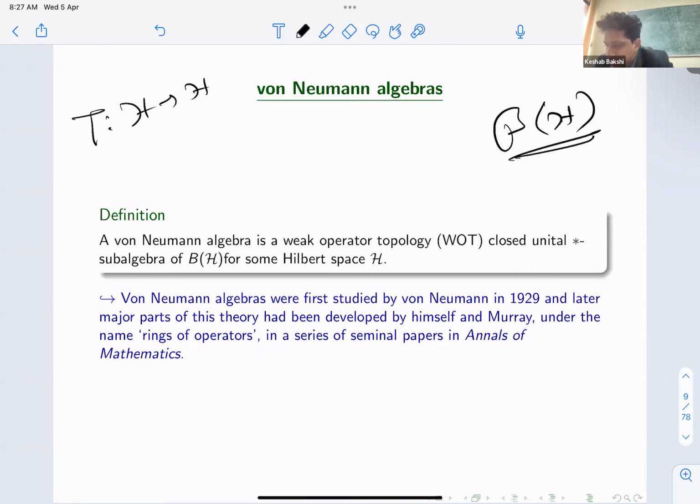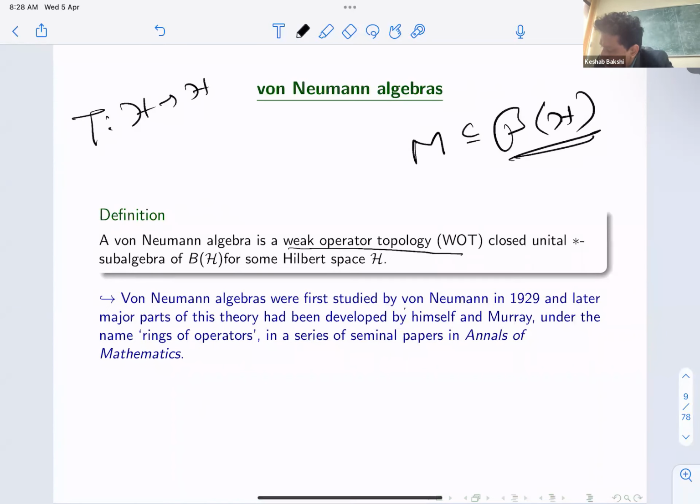And what is a von Neumann algebra? This is nothing but a WOT-closed subalgebra of B(H). So M is a certain subalgebra of B(H). It is closed in a certain locally convex topology that is called the weak operator topology. And there are various equivalent definitions. I don't want to go into that, but let me mention the reference for those of you who are interested.